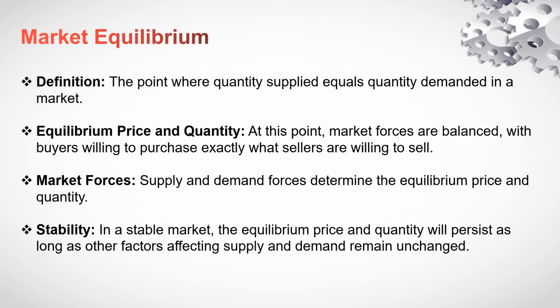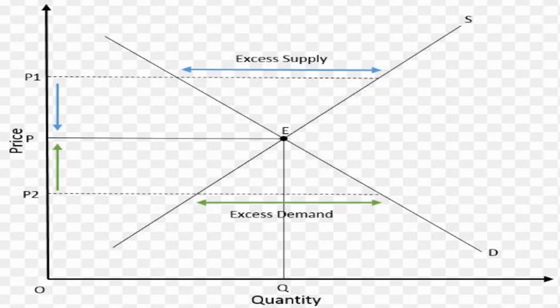Market equilibrium is the point where the quantity supplied equals the quantity demanded. Equilibrium price and quantity: at this point, the market forces are balanced, with buyers willing to purchase exactly what the suppliers are selling. Market forces, supply and demand forces, determine the equilibrium price and quantity. Stability: in a stable market, the equilibrium price and quantity will persist as long as other factors affecting supply and demand remain unchanged. So we need to understand this is what my point is.